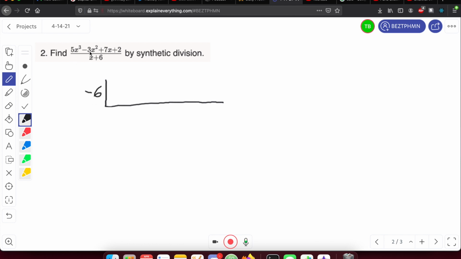Now we're going to take each coefficient on each term, and we're going to put them into the box like this. So we have 5, we have negative 3, we have 7, and we have 2. Now what we're going to do is kind of, it's almost like magic, frankly.